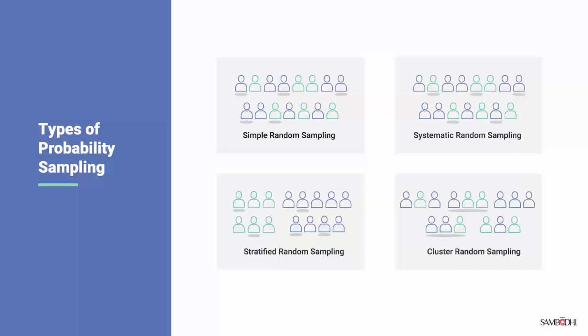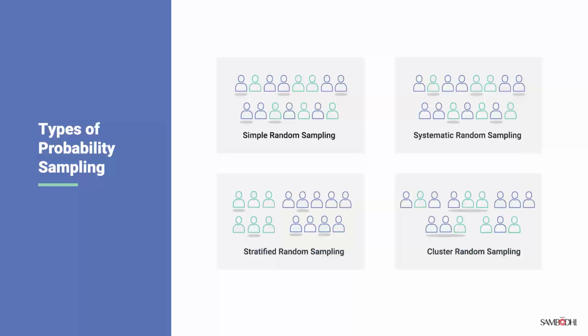Third is stratified random sampling. It involves the division of a population into smaller subgroups known as strata. In stratified random sampling or stratification, the strata are formed based on members' shared attributes or characteristics, such as income or educational attainment.